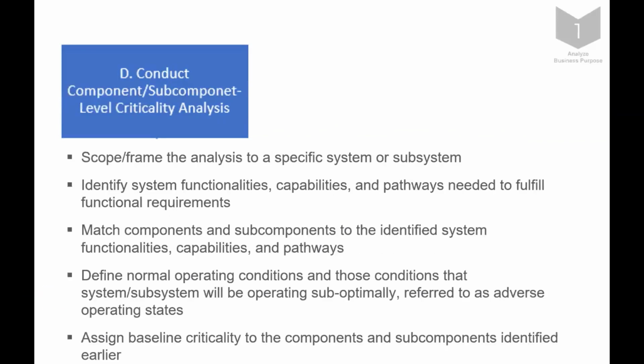The final level is to take a look at the components and the subcomponents that make up this next layer in the model. So we identify system functionalities, capabilities, and pathways needed to fulfill functional requirements. We match the components and subcomponents to identified system functionalities, capabilities, and pathways. And as before, define the normal operating conditions that support system and subsystems from a component level, and also what suboptimal operation might occur if you have adverse operating states at the component or subcomponent level. And then we can assign baseline criticality to the components and subcomponents identified earlier.